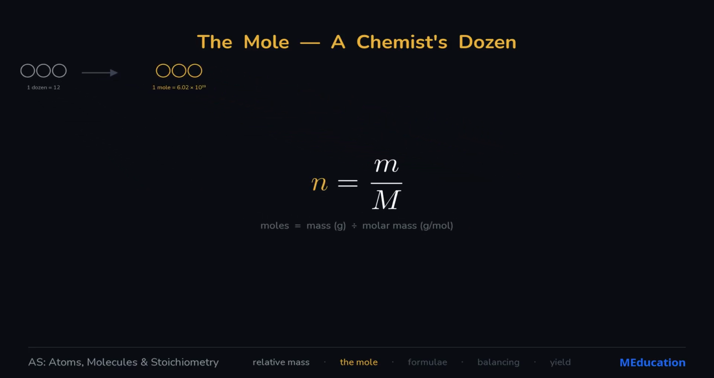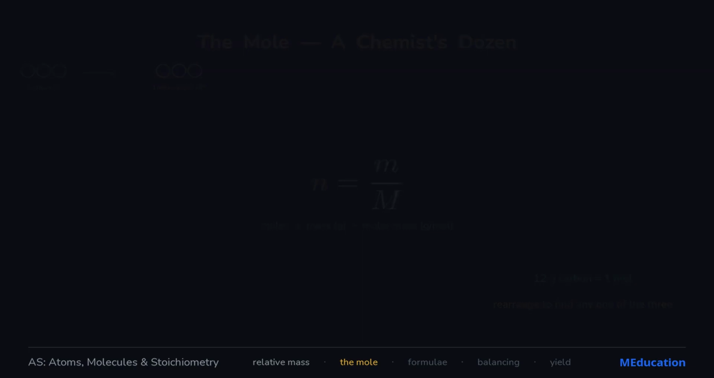Here's why the mole is genius. Take an element's relative mass, slap on the word grams, and you are holding exactly 1 mole. 12 grams of carbon, 1 mole. The masses we read on the balance and the particles we cannot see are now linked by a single triangle. Moles equals mass divided by molar mass.